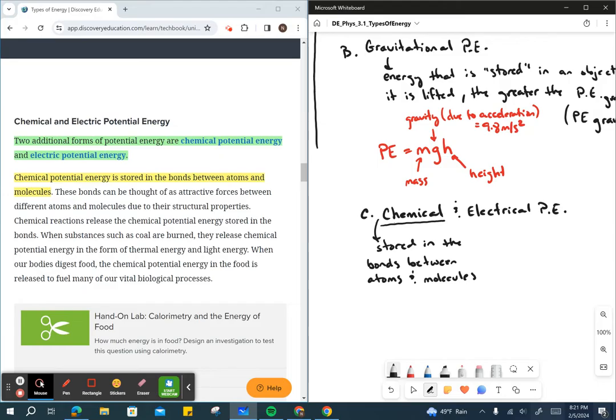These bonds can be thought of as attractive forces between different atoms and molecules due to their structural properties. Chemical reactions release the chemical potential energy stored in the bonds. Okay, stored in the bonds between, attractive, right? The bonds are attractive.